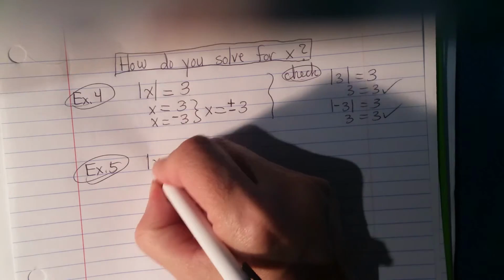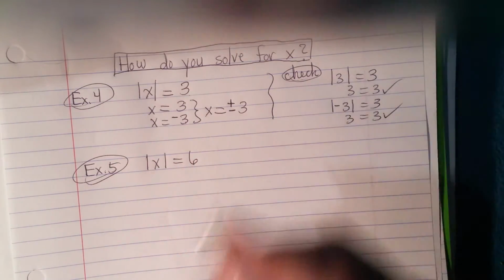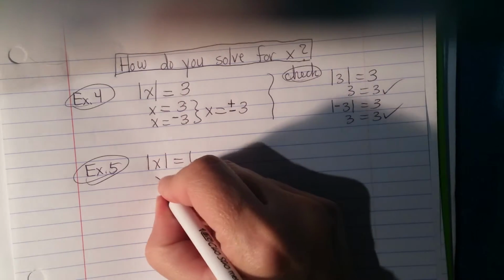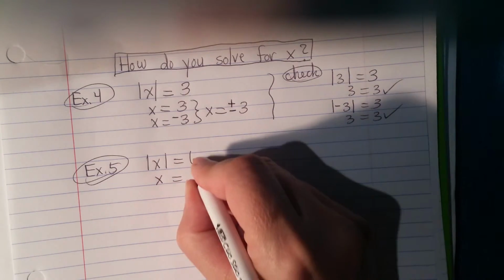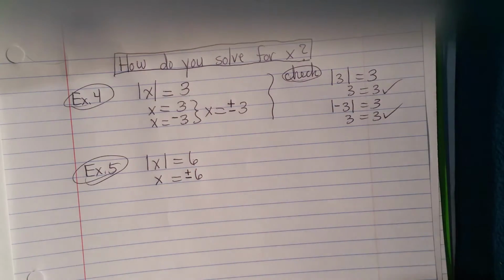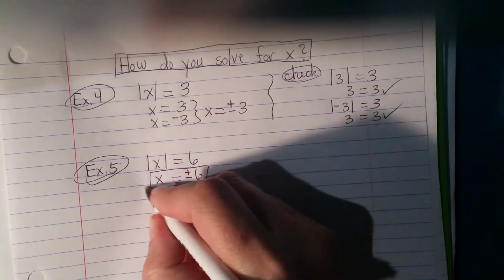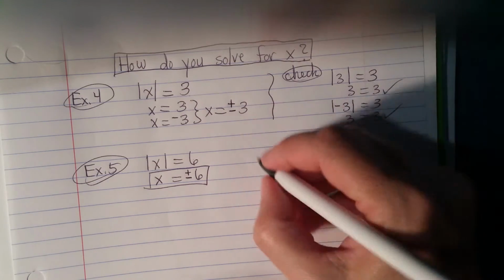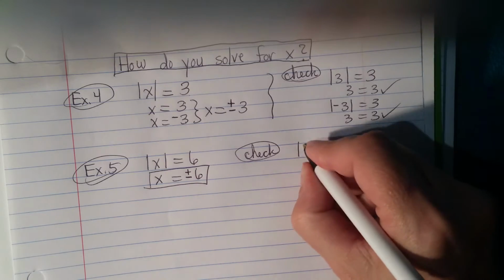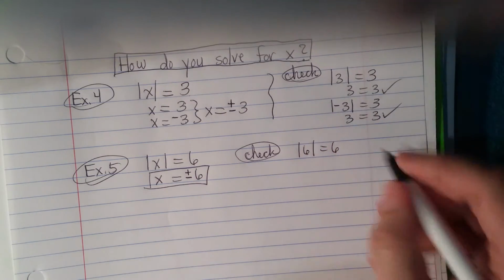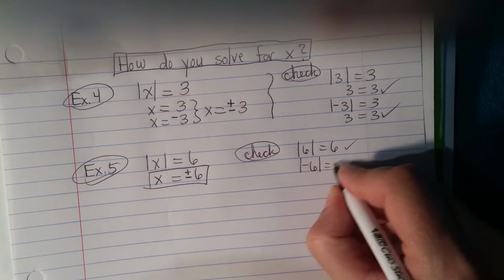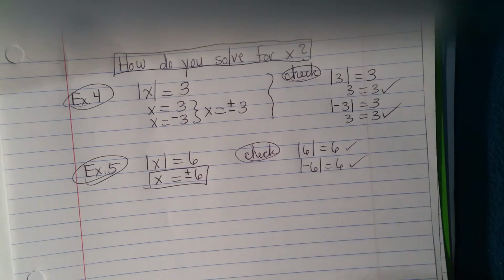The absolute value of x equals 6. I'm going to take off the absolute value sign, and on the other side of the equation, I'm going to put a plus minus in front. And I get positive and negative 6. Then you can check it. The absolute value of 6 is 6. Yes. The absolute value of negative 6. Yeah, that still works.